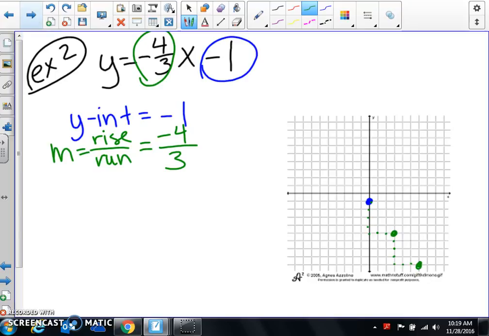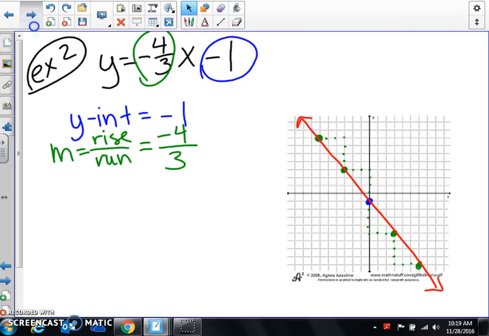And then do the opposite. 1, 2, 3, 4. 1, 2, 3. Last thing I do is I connect my dots and do your arrows. Next one.